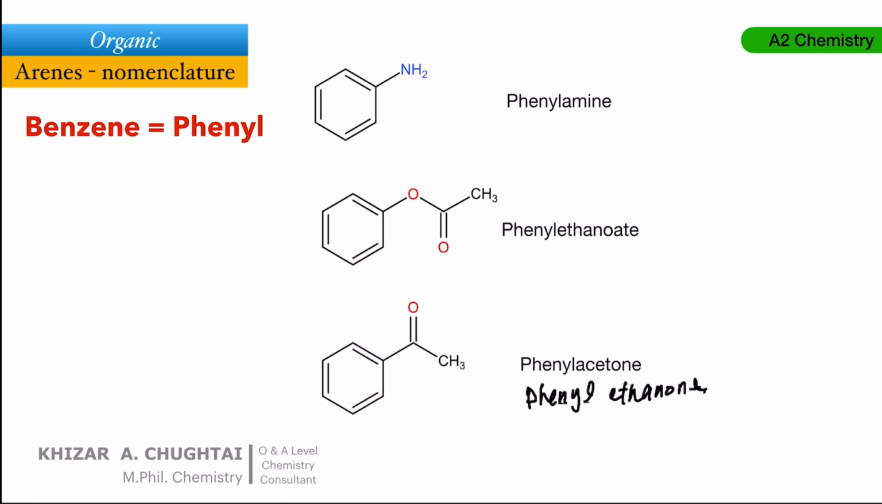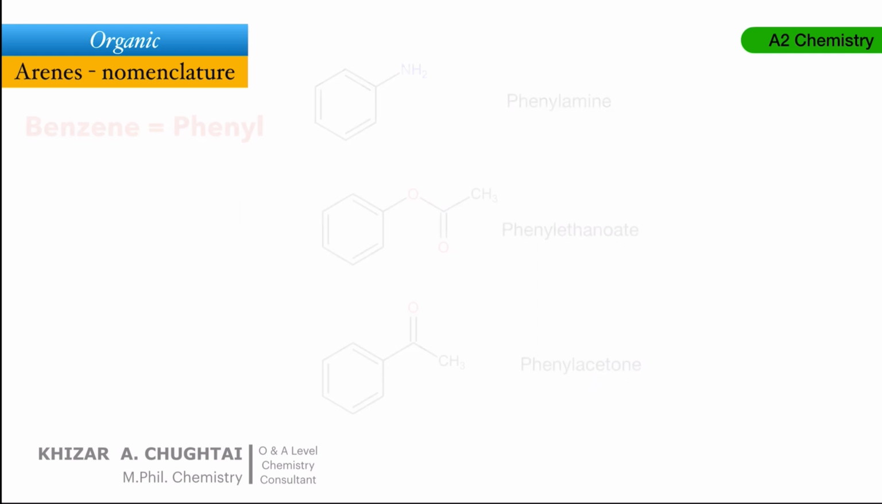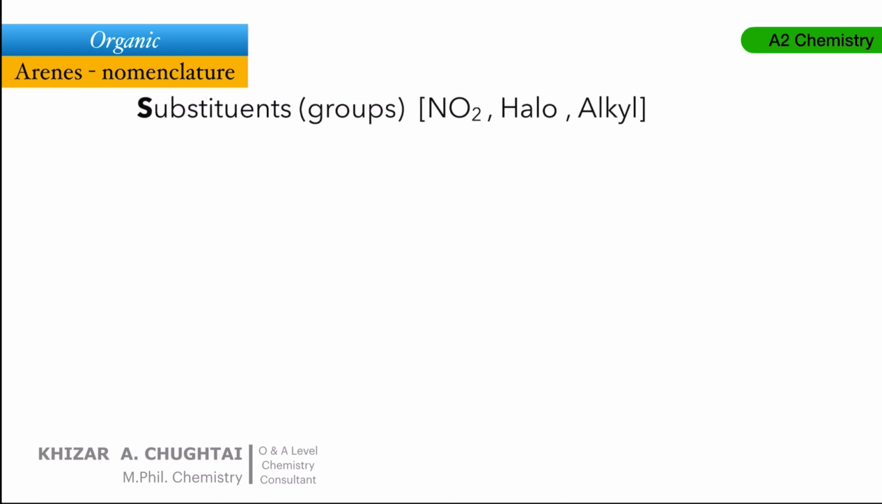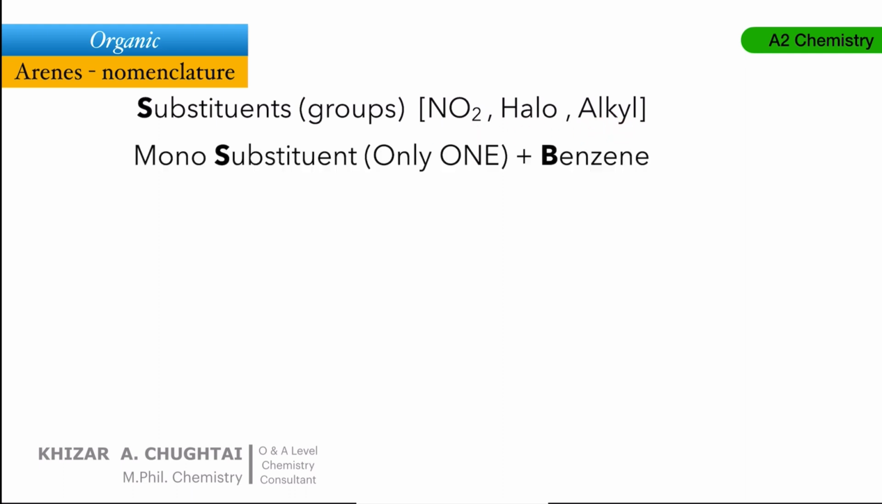So in these three cases, especially, benzene is behaving as a phenyl, as a substituent. Substituent groups like nitro group, halo group, and alkyl group are the simple substituents, you can say. I have already told you that in case of monosubstituents, only one group is present on the benzene ring, then it's a simple mechanism. Write the name of that substituent and then add the word benzene. For example, once again, this is the nitro, a simple substituent, and here is the benzene, nitrobenzene.